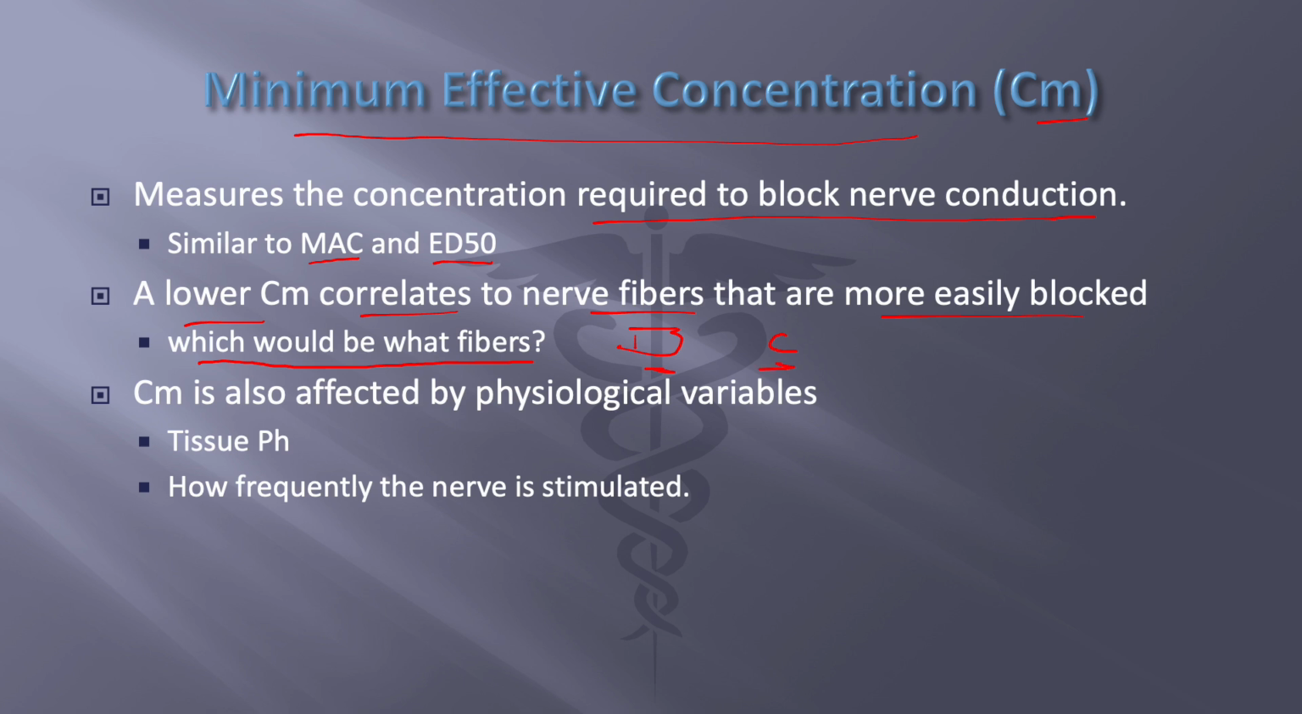All right, so as we go up in blockade, we know that your B fibers are going to have a lower Cm value than your C fibers, and so forth. Cm is also affected by physiological variables, so tissue pH, and also how frequently that nerve is stimulated. And we'll learn a little bit more about this here in a bit.